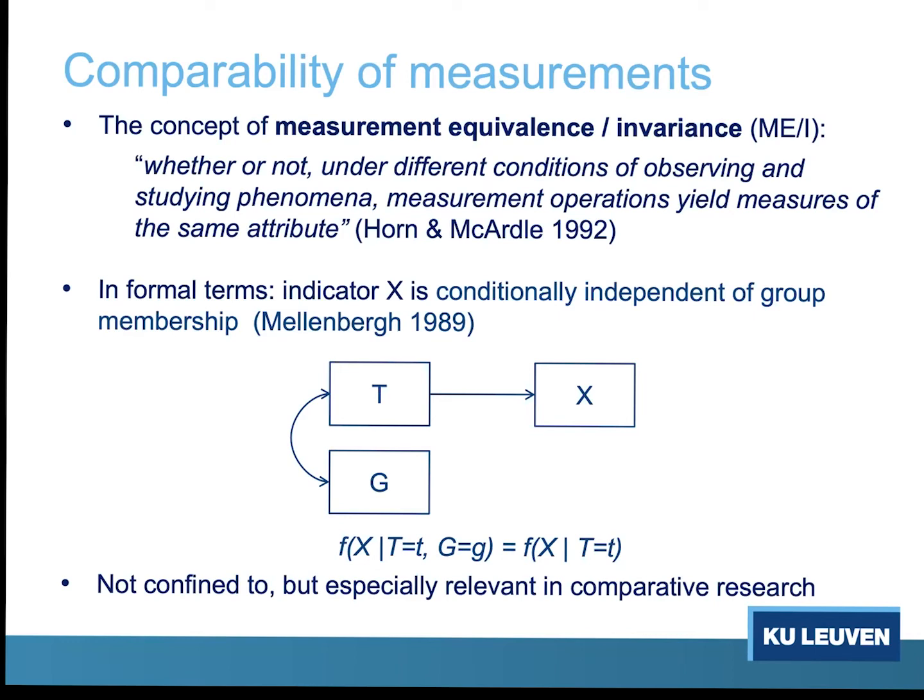And when is a measurement invariant across particular groups? If there is no direct effect of the grouping variable G, in this case, on X. Right? And so if X is conditionally independent from the grouping variable, this is quite formal. Let's use an example. I take an example that is maybe a bit further from the topic of the seminar, but I think it's easy to think about this issue in this particular way.